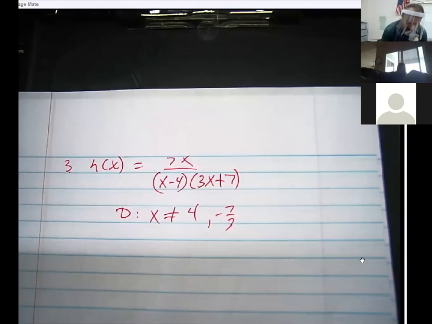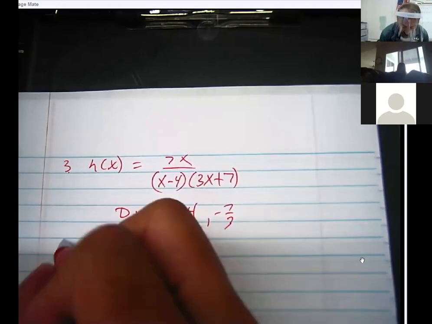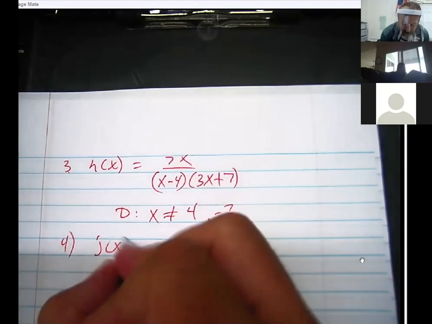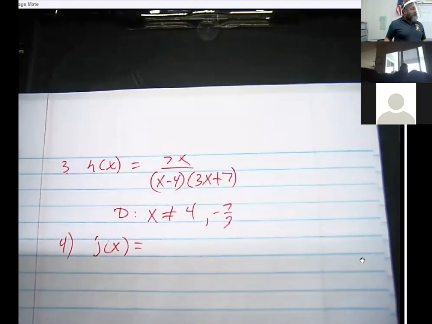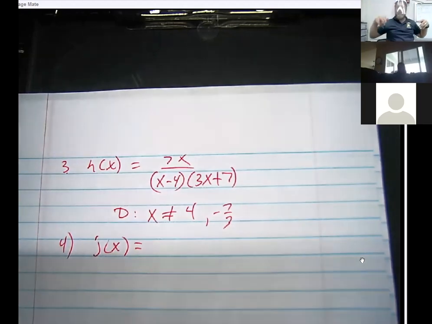All right, so your turn to try number 4 all the way, and I'm not going to rig this one. Yours is j of x. Now, notationally, you guys are probably used to f of x, but I use g of x, I use h of x, I use k of x.